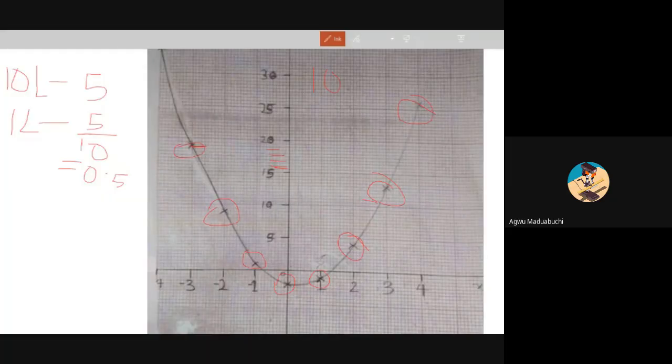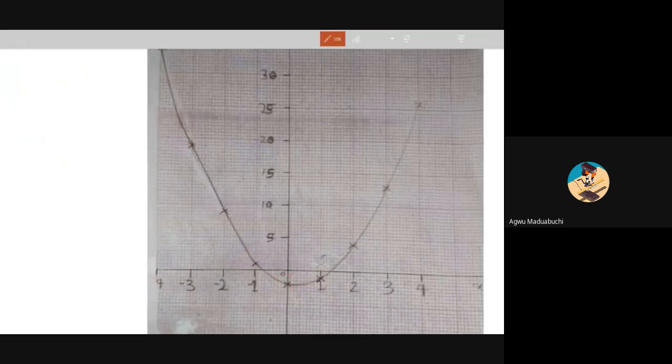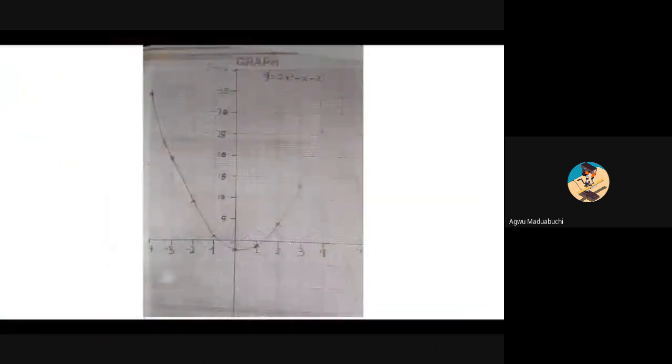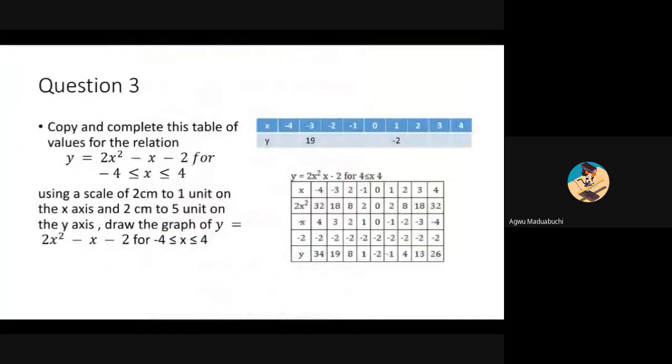So is there a problem? Do we understand this? Can we move on? Yes, ma'am. You understand? Okay. So please, like I said, your table of values is very important. If you don't get the table correctly, then of course your graph won't come out correctly. And please follow the scale. Whatever scale the question says, that should be what you use.